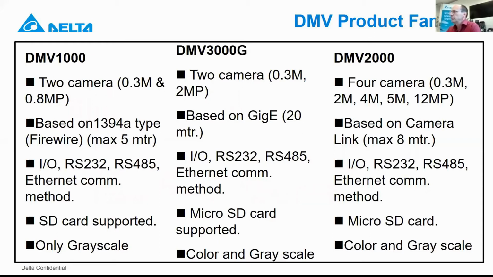The third one is the DNV2000. You can connect 4 cameras to it, and you have more possibilities, the 0.3, 2, 4, 5 or 12 megapixel in grayscale and color. The communication between the camera and the controller is based on Camera Link with a maximum length of 8 meters. So depending on your application and the distance between the camera and the controller, you can choose one of these. Also, the amount of cameras you want to connect to one controller can be a choice for the different DNV controller.